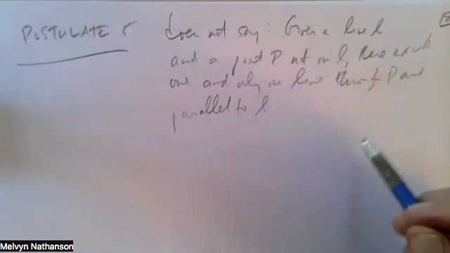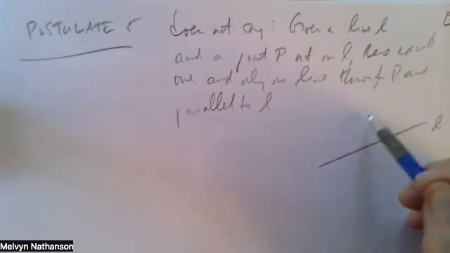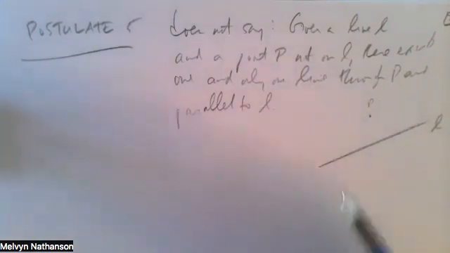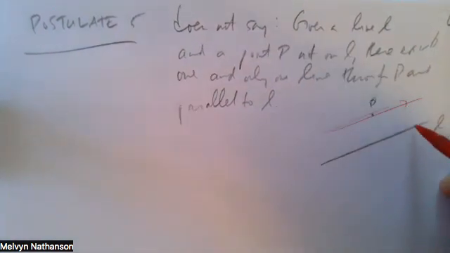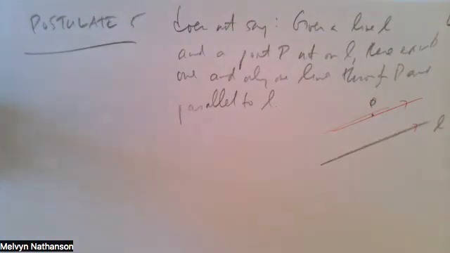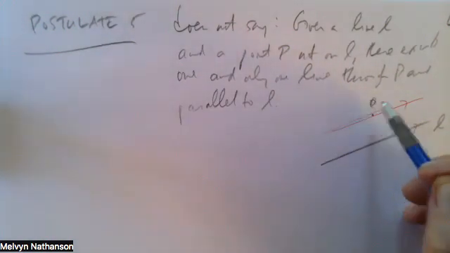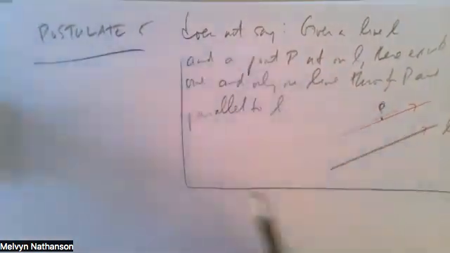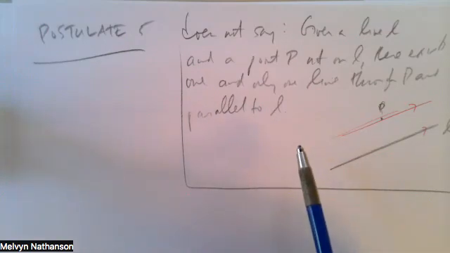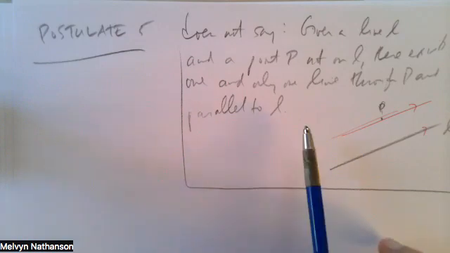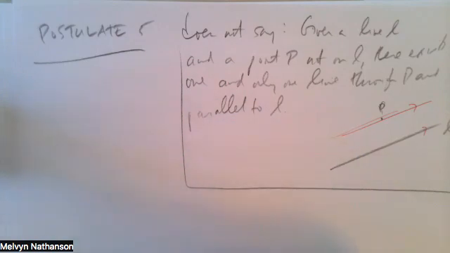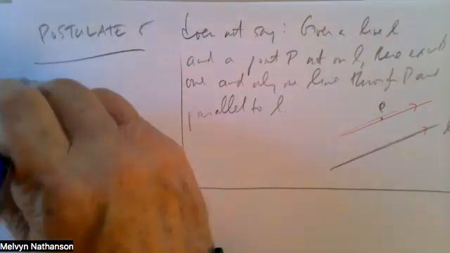This statement says if you have a line L and a point P not on L, there always exists a line through P parallel to L, and a unique such line. Right? So this is equivalent, though that's hard to prove, to what Euclid says, but this is not what Euclid says. What Euclid says is the following.